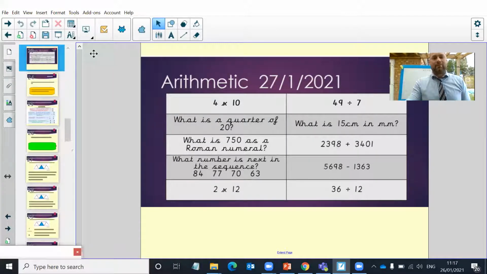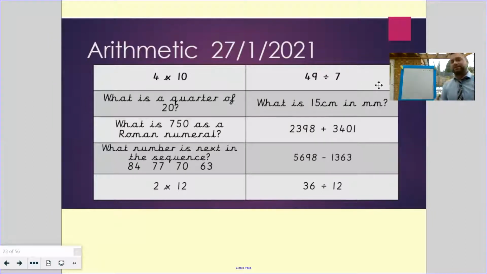So here we have our arithmetic questions for today. Again, don't spend overly too long on this. 10 minutes is more than enough time to do these arithmetic questions. You've got 10 questions. Give yourself a minute per question. Some questions will take you a couple of seconds to answer. So, you know, it shouldn't take you longer than 10 minutes. So pause the video and then we'll go through the answers together.